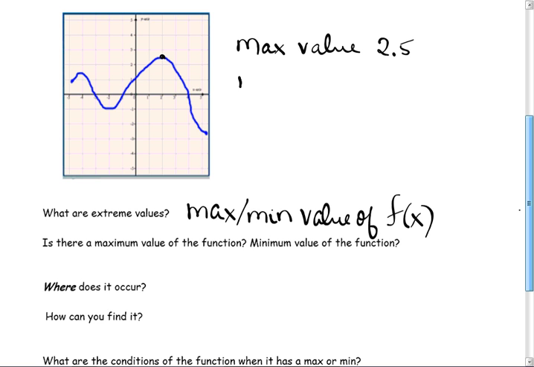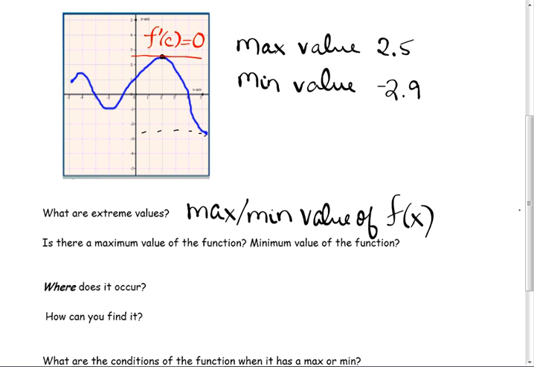What's the minimum value? What is it approximately? Looks like it's about here. Negative 2.9 or negative 3 is close enough. Now, there was something interesting about this maximum value. What's true about the derivative here? F prime of my maximum value is equal to 0. So that's one place that we can look. It's one place we can look for maximum and minimum values of a function.